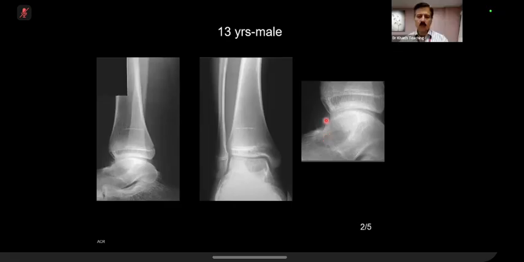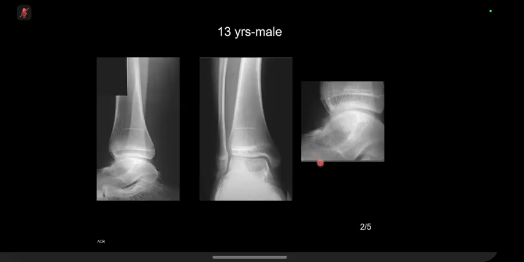So, okay, what is this where I'm pointing out? There is some further scalloping of the cortex there, and then there's some adjacent soft tissue swelling, so can it be a bubbly lesion which has gone out?